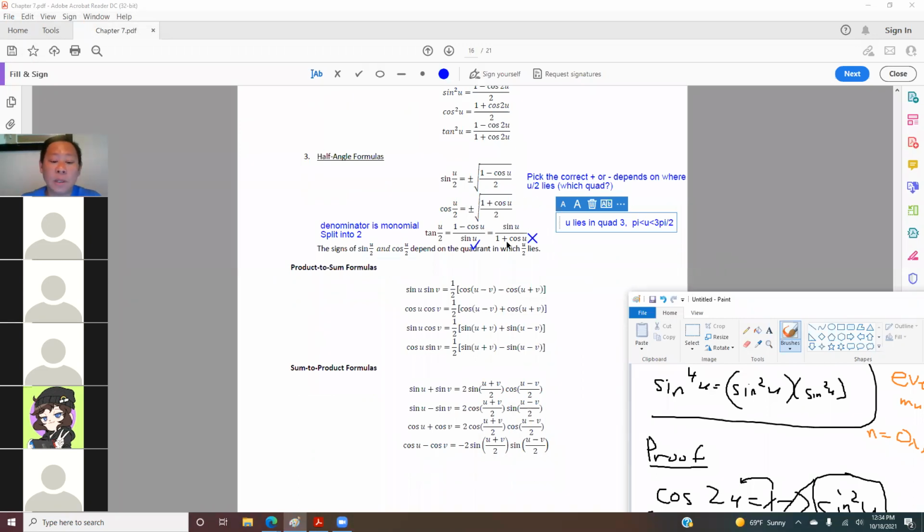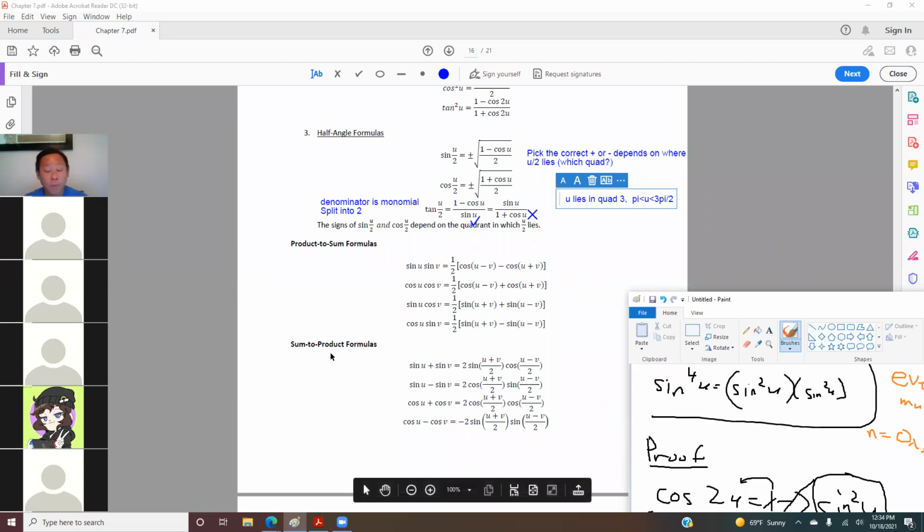The last two formulas are called product to sum. Product means multiplying. If you look at this, these are all multiplying: sine u times sine v, and cos u times cos v. To sum means multiply to sum. On the other side, this is all addition and subtraction. This formula is used if you want to change a product of sine and cosine into addition. This is called product to sum.